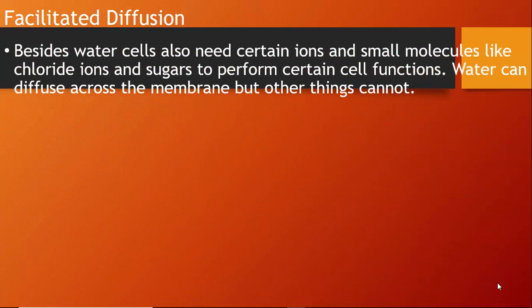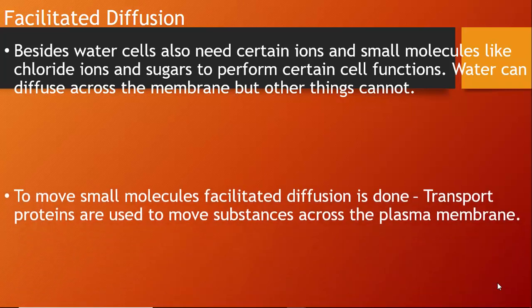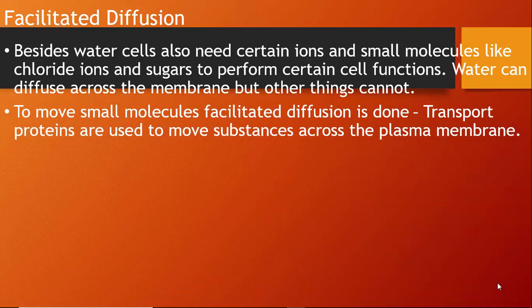All right, so let's talk about facilitated diffusion. So besides water, cells also need certain ions and small molecules like chloride ions and sugars to perform certain cell functions. Now, water can diffuse across the membrane, but other things cannot. To move small molecules, facilitated diffusion is done. Well, what is that? You use what's called transport proteins. They're used to move substances across the plasma membrane.